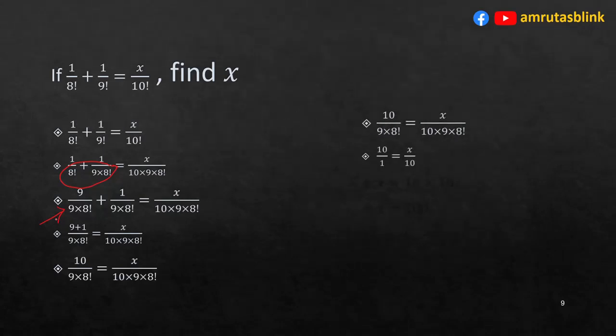So now here what we can do is cancel out the same numerator and the same terms in the denominator from both sides. So 8 factorial will cancel each other, 9 and 9 will cancel each other. So we have 10 upon 1 is equal to x upon 10. Now by cross multiplication we'll get x is equal to 10 into 10, that is x is equal to 100. So for the expression 1 upon 8 factorial plus 1 upon 9 factorial is equal to x upon 10 factorial, the value of x is equal to 100.